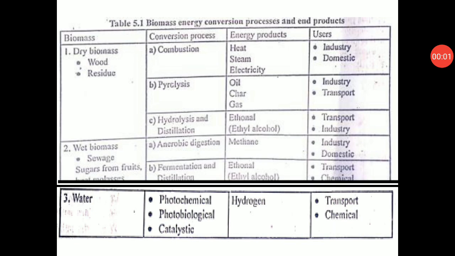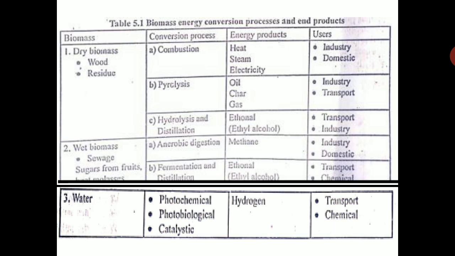Now we shall see the biomass energy conversion process and the end products. You can see in the first column you have biomass. Second column is conversion process. Third is the energy products, and last is the uses.